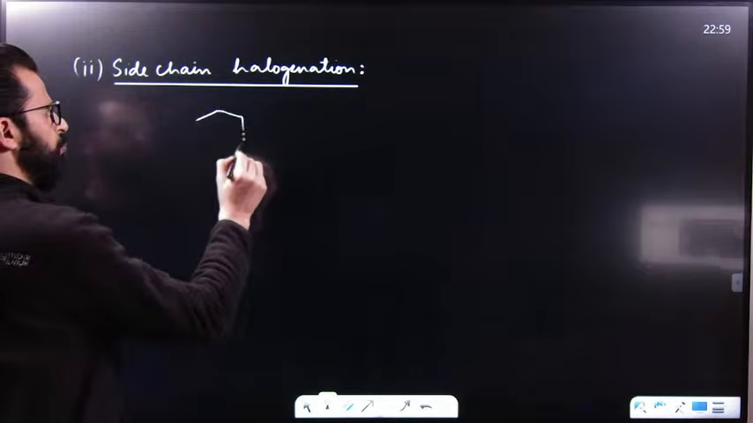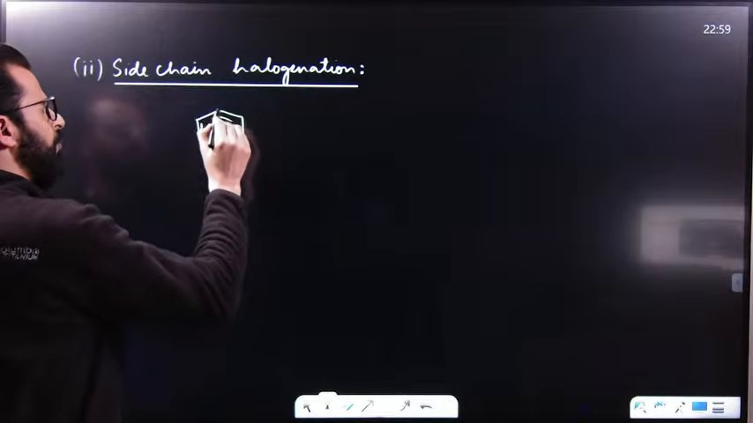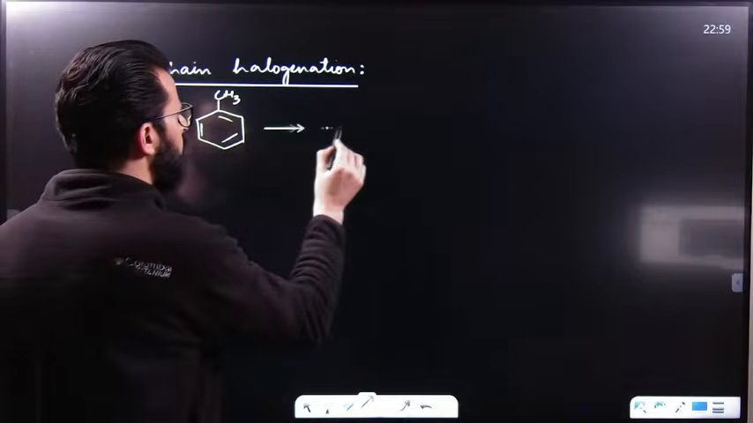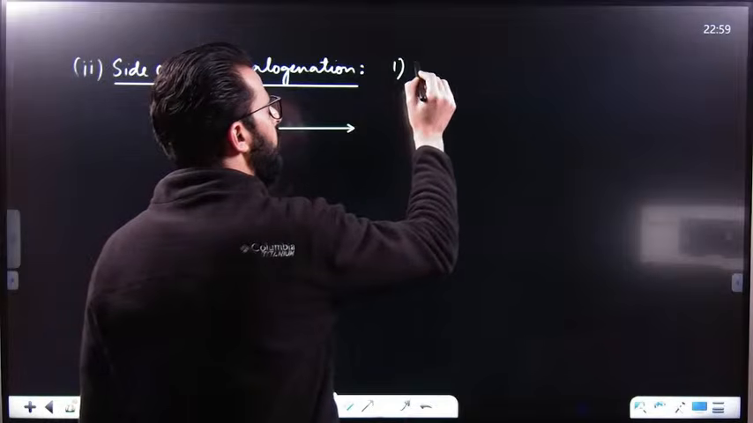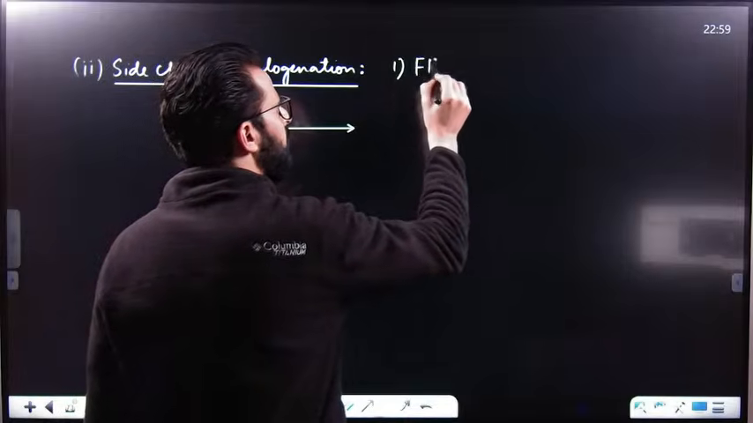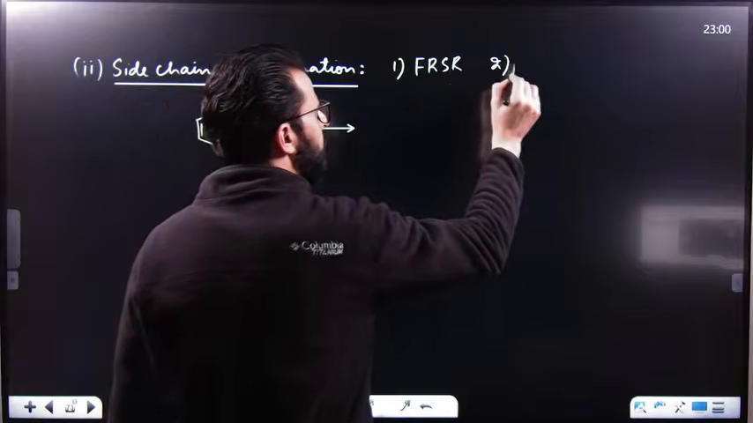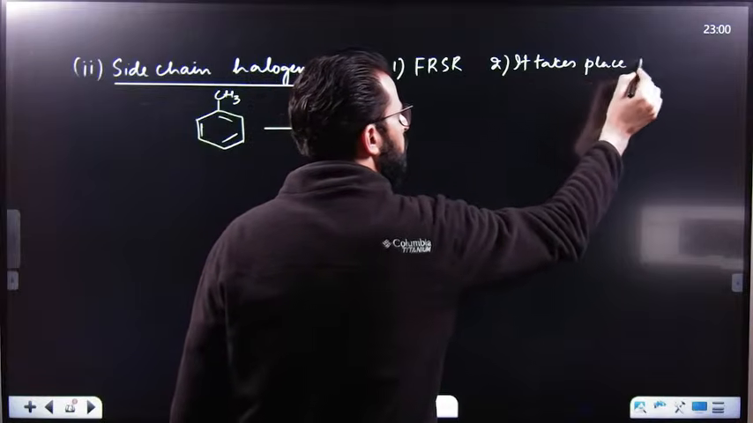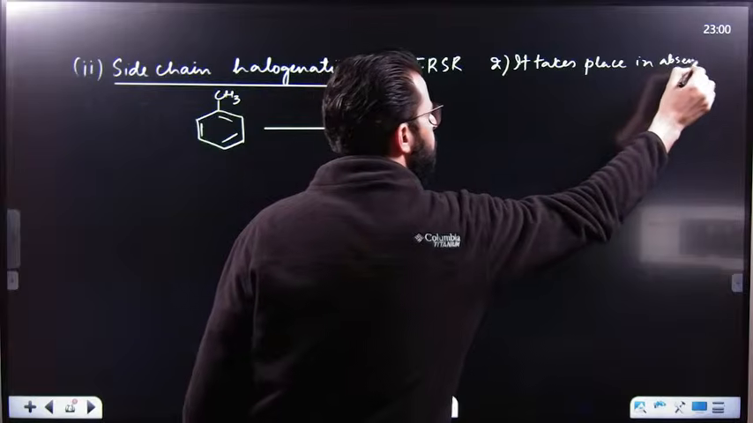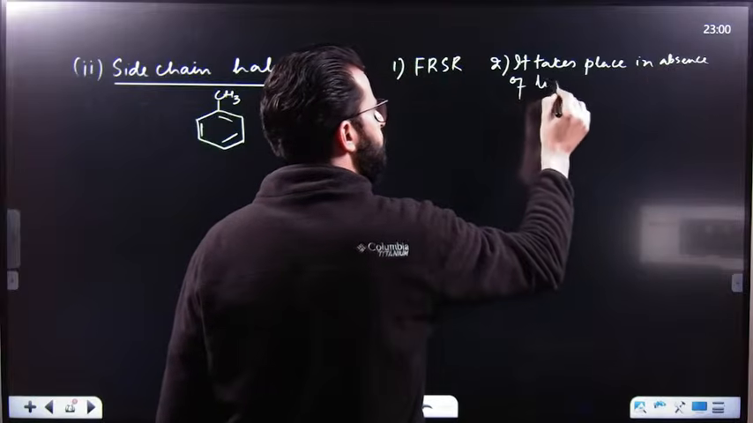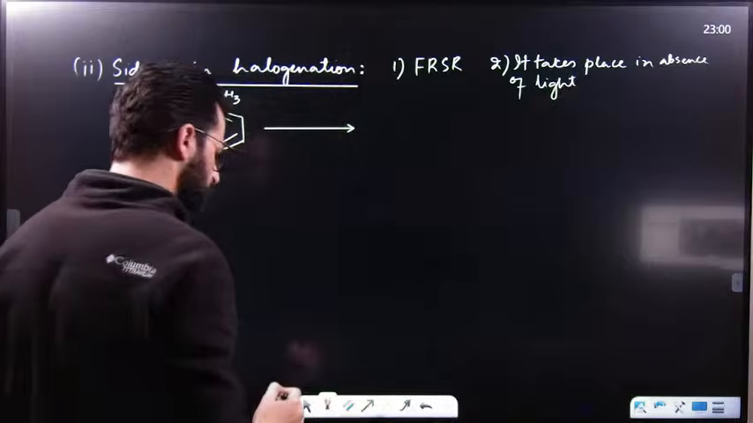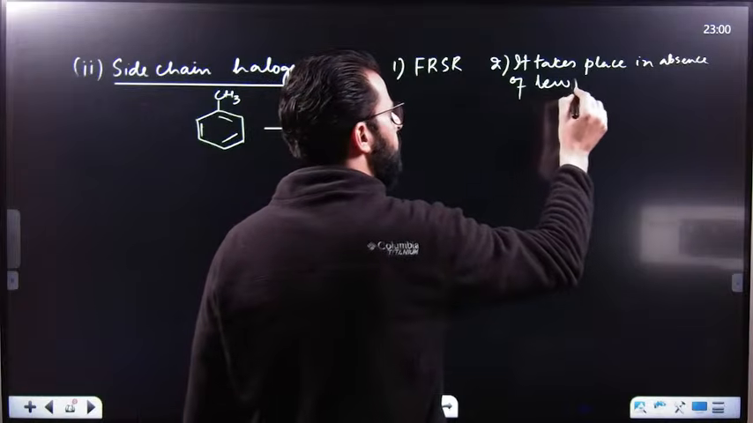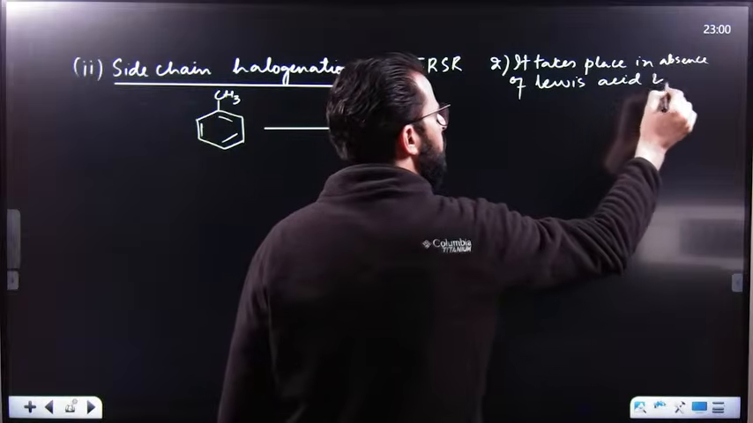Now, the second is side chain halogenation. What will we do over here? First thing, our aromatic hydrocarbon must contain some side chain having some hydrogen. Now, first of all, it is simply an example of a free radical substitution reaction. Number two, it takes place in absence of Lewis acid and in presence of light.